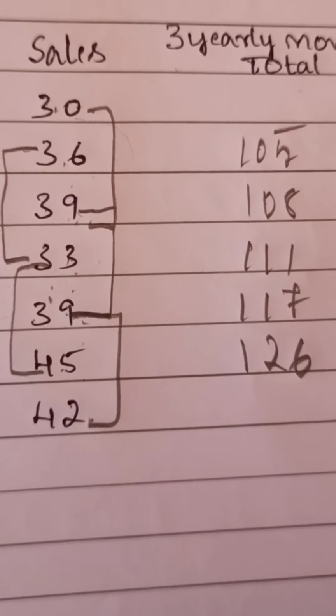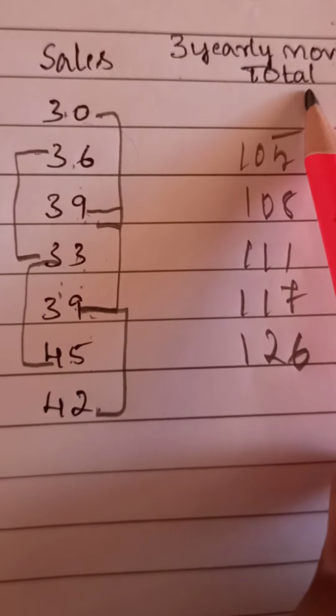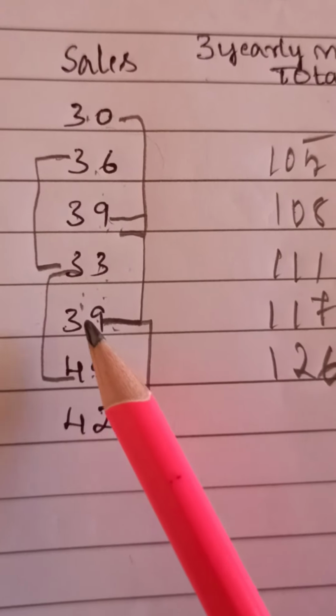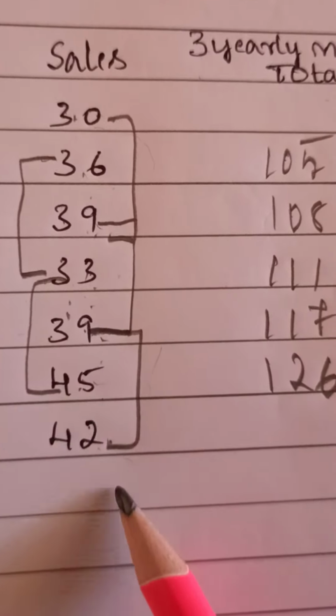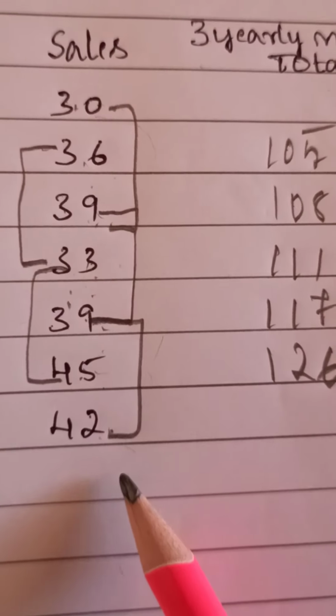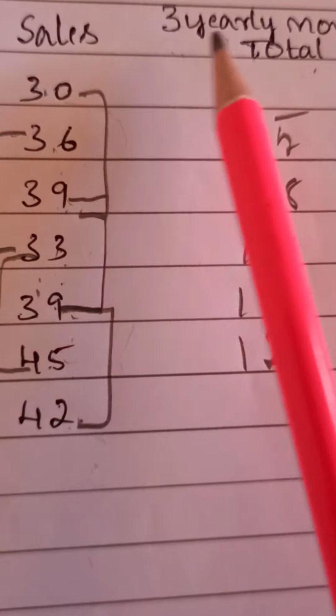This is how you have to find out the 3 yearly moving total. After this you can't do. From 39 it's got over. To take 45, the next year is not there, 3 years is not there. That is how we find out the 3 yearly moving total.